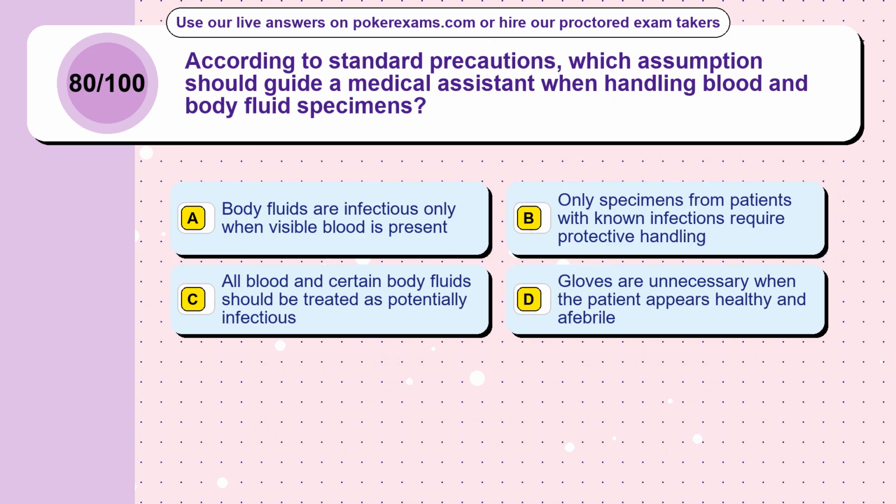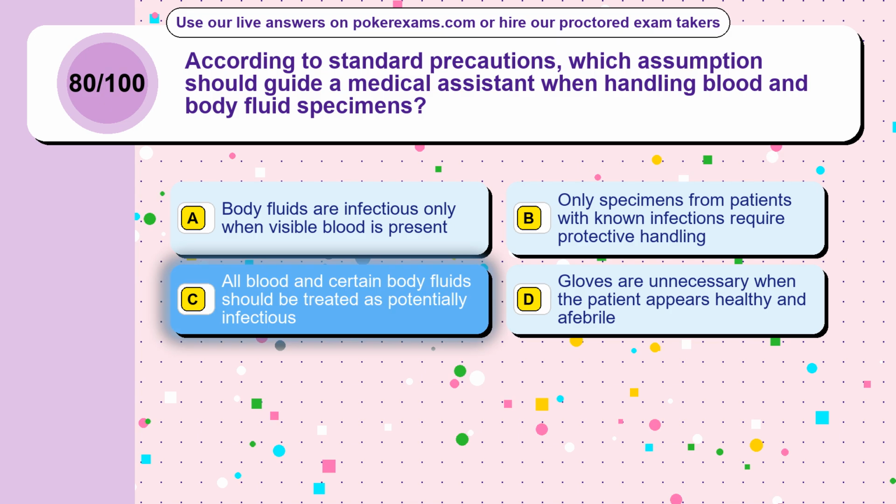Question 80. According to standard precautions, which assumption should guide a medical assistant when handling blood and body fluid specimens? Option A. Body fluids are infectious only when visible blood is present. Option B. Only specimens from patients with known infections require protective handling. Option C. All blood and certain body fluids should be treated as potentially infectious. Option D. Gloves are unnecessary when the patient appears healthy and afebrile.